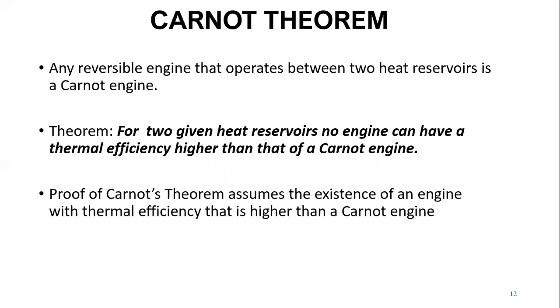So let's now discuss Carnot's theorem. Any reversible engine that operates between two heat reservoirs is called a Carnot engine. So what is the theorem? For two given heat reservoirs, no engine can have a thermal efficiency higher than that of a Carnot engine. The Carnot engine is basically the most perfect engine that there is. The proof of Carnot's theorem assumes the existence of an engine with a thermal efficiency higher than that of a Carnot engine.